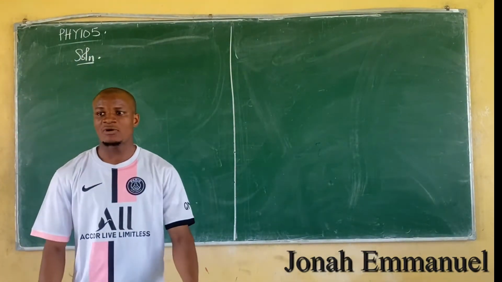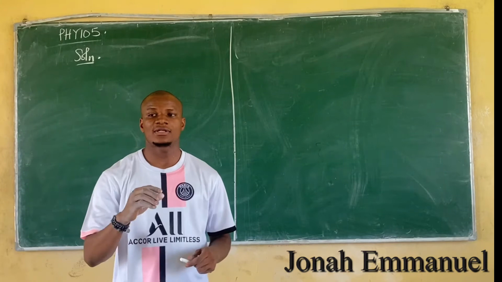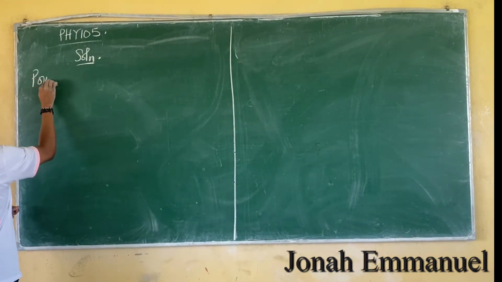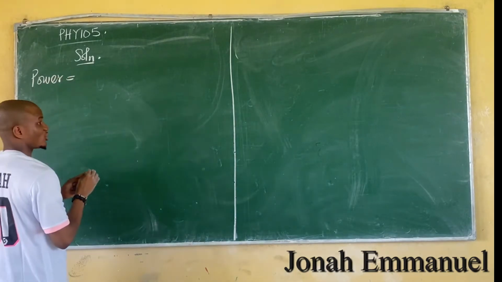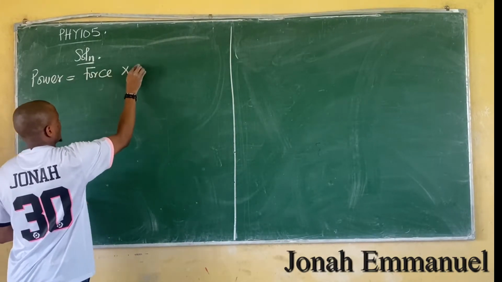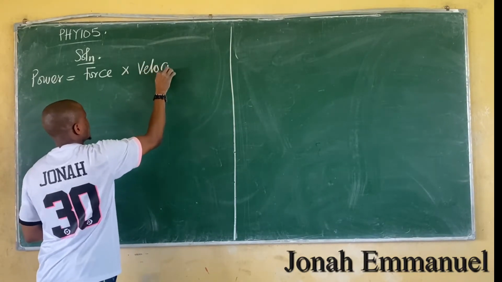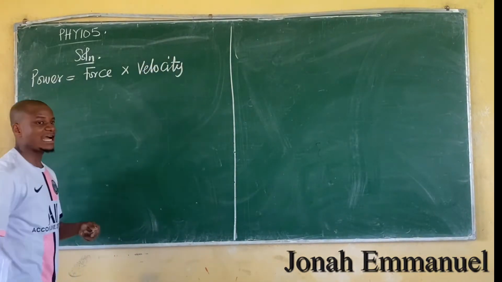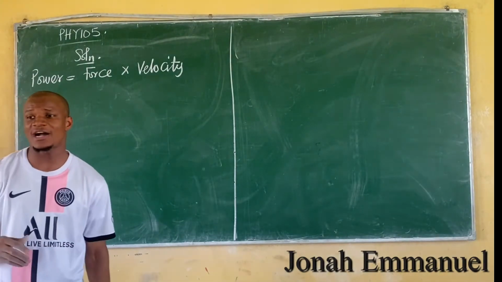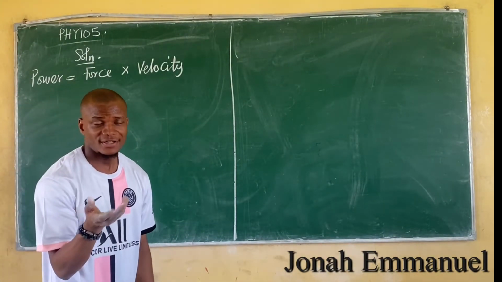So how does this work? How do I prove that? They said, here's the condition. They said, prove that power is the product, they are multiplying, of force and what? Velocity. Prove this using dimensions. How do I prove it? Now, first of all, is it correct? Yes, it's correct. So first of all, they'll ask you, is it correct? Yes, it's correct.